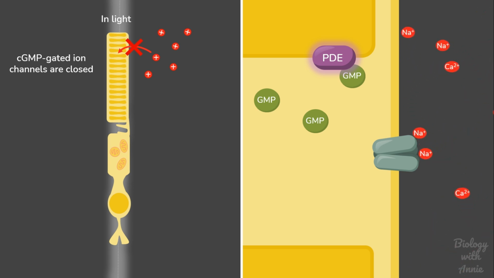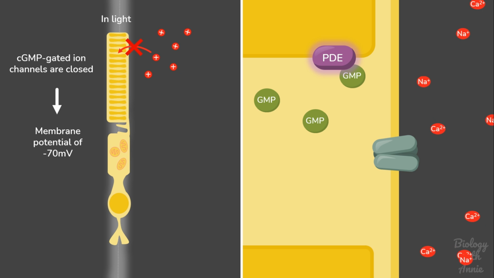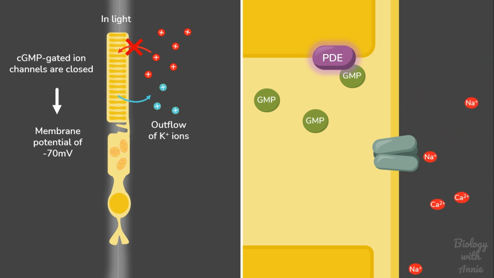When these positive ions cannot enter the cell, the membrane potential drops to about -70 millivolts. This occurs because other channels, such as potassium selective channels, are always open, allowing potassium ions to flow out of the cell. This outward movement of potassium combined with the halt of sodium and calcium influx makes the cell interior even more negative than before. This is known as hyperpolarization. When photoreceptors hyperpolarize, they reduce the amount of glutamate released.